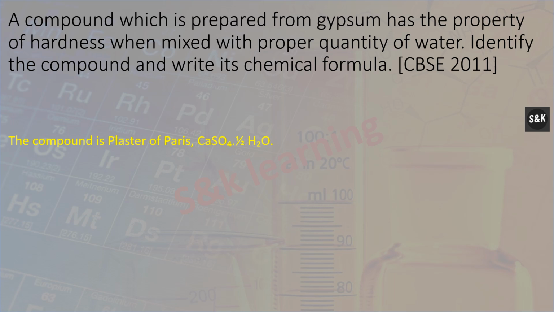A compound which is prepared from gypsum has the property of hardening when mixed with the proper quantity of water. Identify the compound and write the chemical formula. So the compound is plaster of Paris.